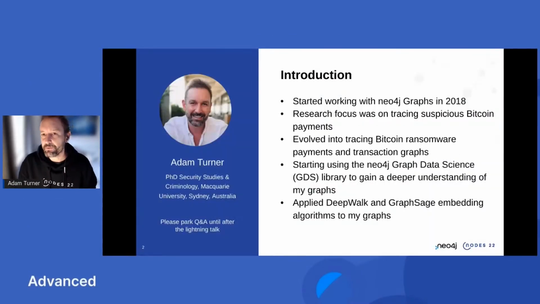So where did we begin? A little bit of introductions. I only started using Neo4j graphs back in 2018, essentially when I started my journey on my PhD, which I have just completed. Thanks, Sami. And the focus, as I said, was on tracing suspicious Bitcoin payments. This was in general at first, and then it narrowed down into actual ransomware payments throughout the Bitcoin ecosystem and the transaction graphs that they formulate. And then, in order to get a deeper understanding of the graph and the context of the graph, I started exploring the graph data science library that Neo4j offers.